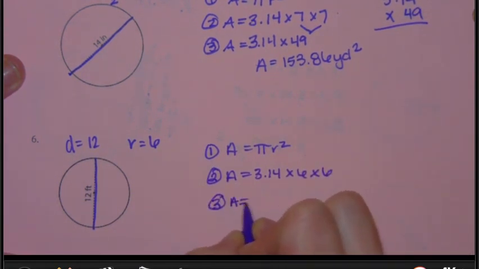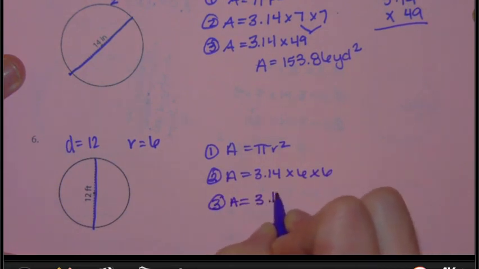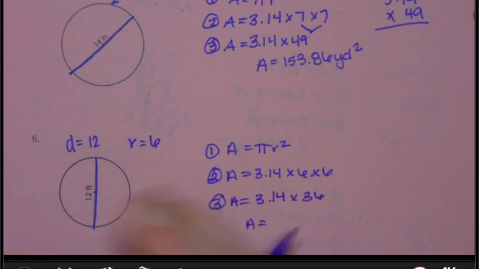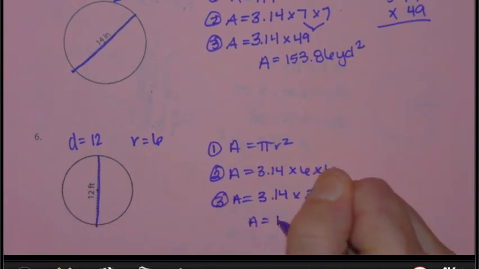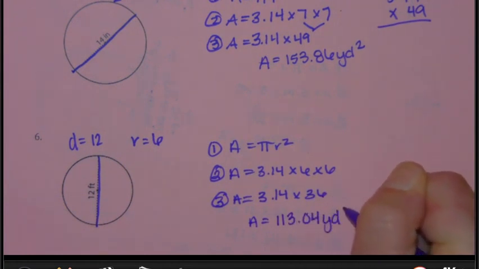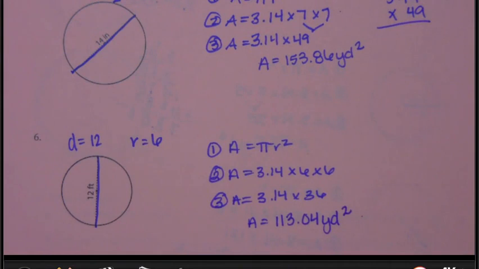Step 3 is to solve. A is equal to 3.14 times 36. And then area is equal to 113.04 yards squared.